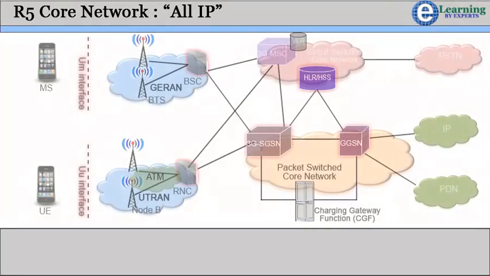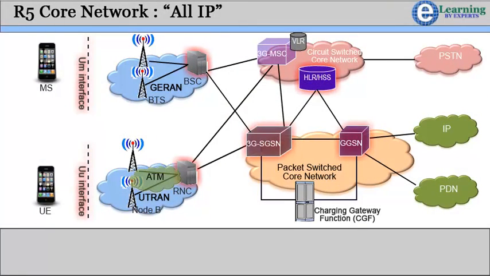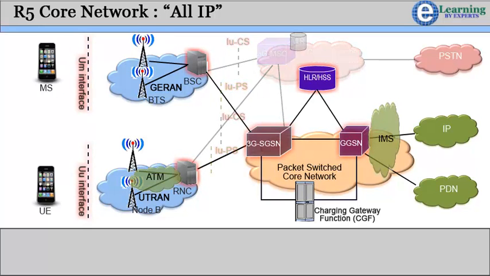In 3GPP R5, the GERAN is connected to the CN with the Iu interface. Interface Iu-CS is defined for circuit switched data and Iu-PS is defined for packet switched data. With IMS, the circuit switched domain will not be needed anymore.